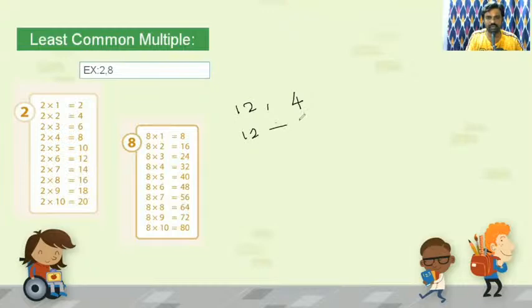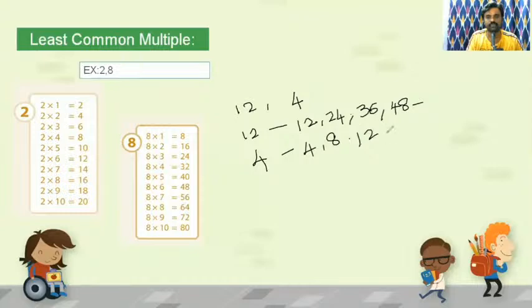I'm writing the multiples of 12: 12, 24, 36, 48, and so on. Here I'm writing the multiples of 4: 4 threes are 12, 4 fours are 16, 4 fives are 20, 4 sixes are 24, and so on. Here I have written some of the multiples.